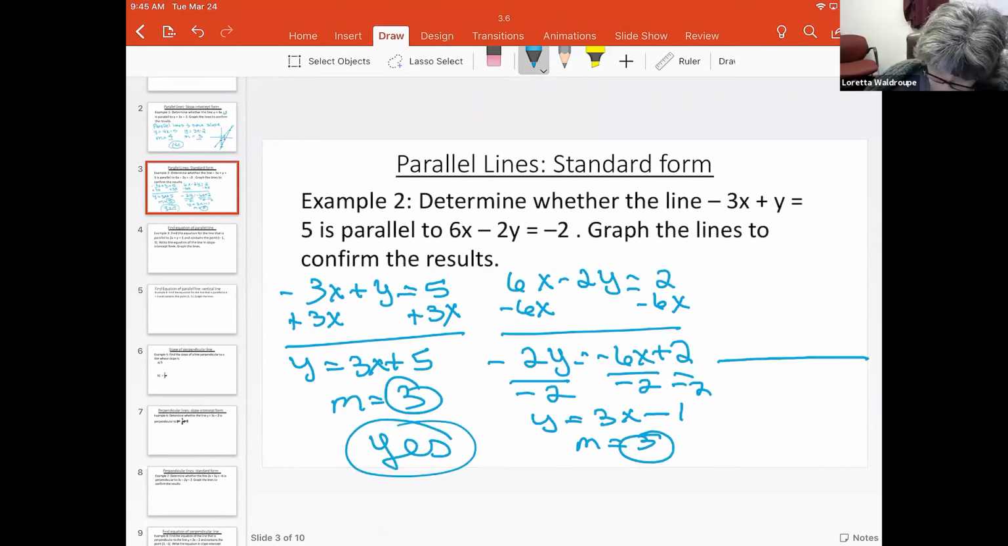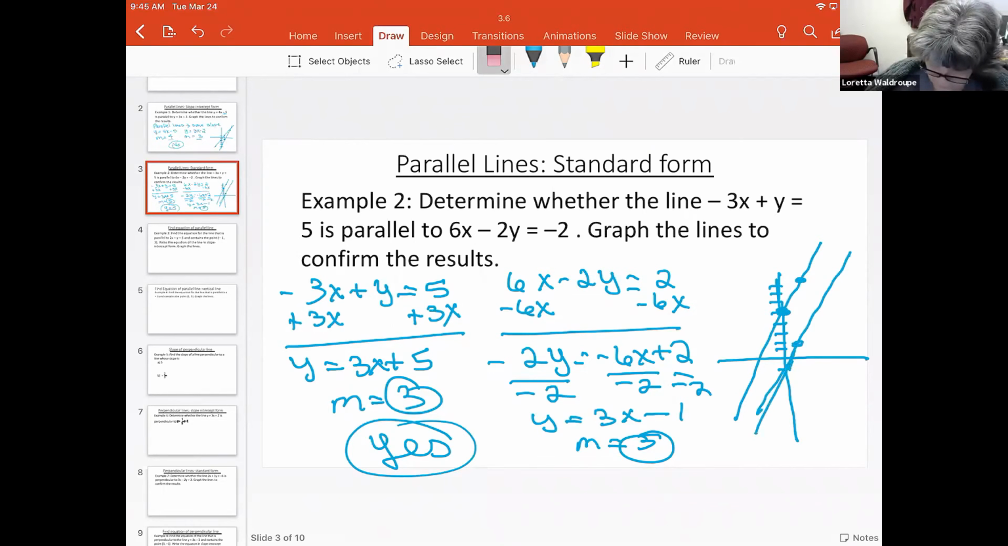And if you went over here and you graphed them, okay, so I'm going to start at 5, and then my slope is 3. So 5, and then 1, 2, 3, 1. And then here I'm going to start at -1. And you can see if I can get a really straight line, that those lines don't really cross, meaning they are parallel.